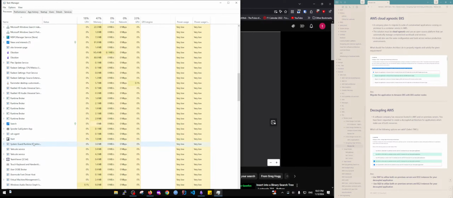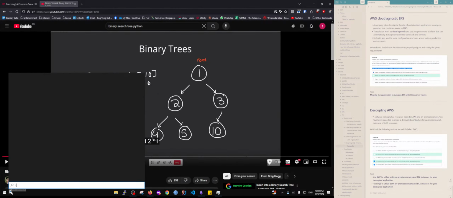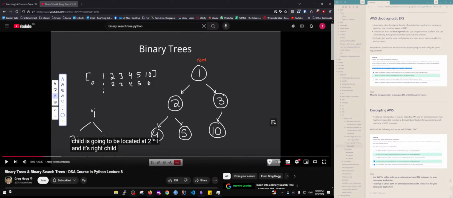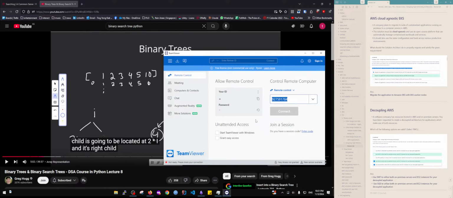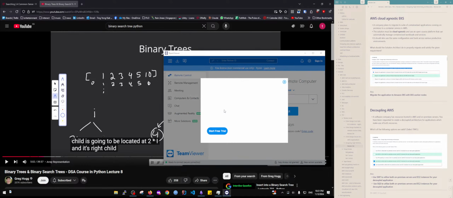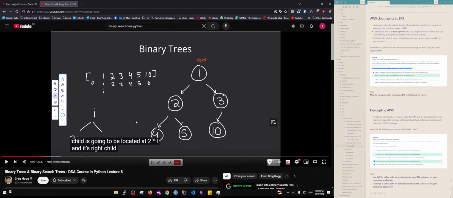So given some index I, which is going to be 1 here, well then its left child is going to be located at 2 times I, and its right child will be located at 2 times I plus 1. So let's just test that out here. If I is equal to 1, we're saying that its left child would be at 2 times I, which is 2. So that's right, because the parent is 1, its left child is 2. We can see that over here.